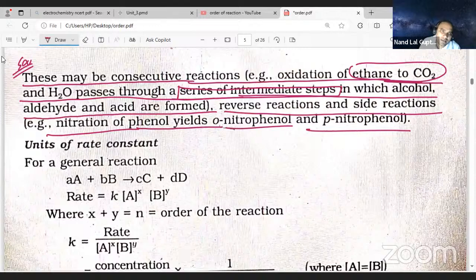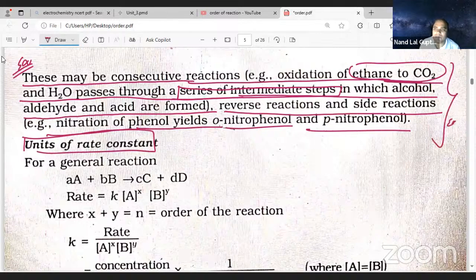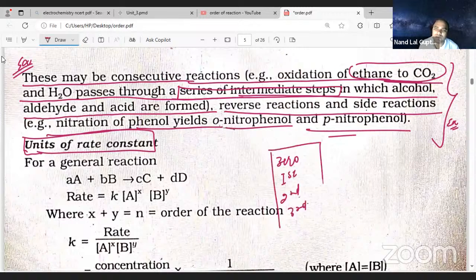Now, see here, we are going for the unit. This is important. This one is not that much important, they have given the example only. So what is the unit of the reaction? If I ask you the unit of reaction, the unit of a zero order reaction or first order reaction, or if you go to second order or third order reaction, they are not going to be the same. The unit is going to be different.